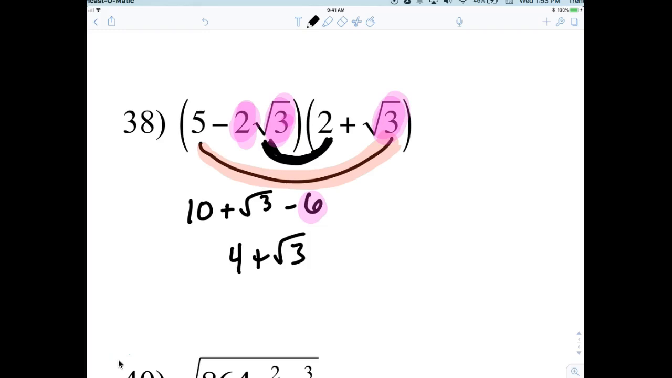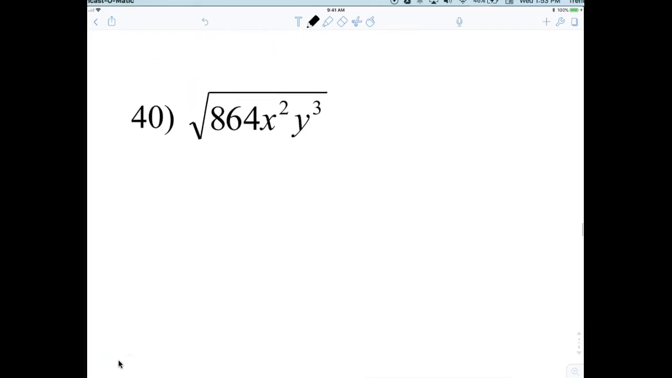Everybody happy with that? All right, here we go. Square root of 864. Say that again, buddy. 12. Because 144 times 6 is 864. All right?